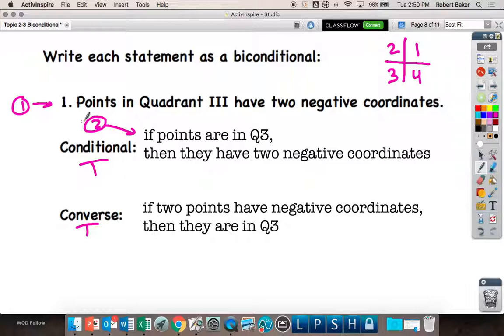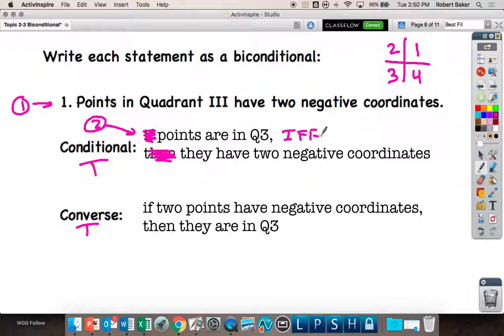What, are you a one person or a two person? You're a two person? Go ahead. What you got? Points are in quadrant 3 if and only if they have 2 negative. And here's what he did. I guarantee he did this. I don't need this anymore. I don't need this anymore. All I need is this. Points are in quadrant 3 if and only if they have 2 negative coordinates.